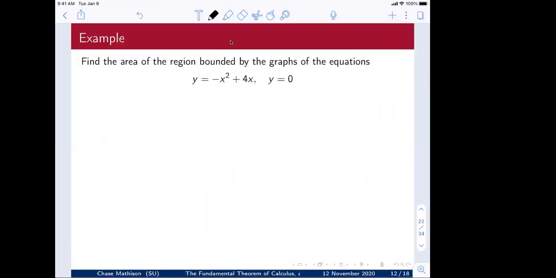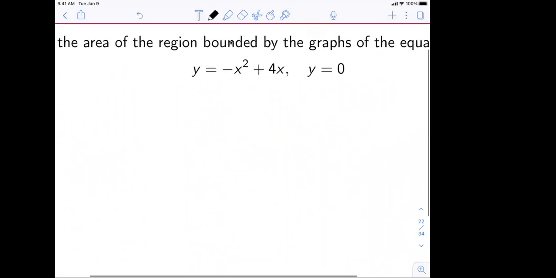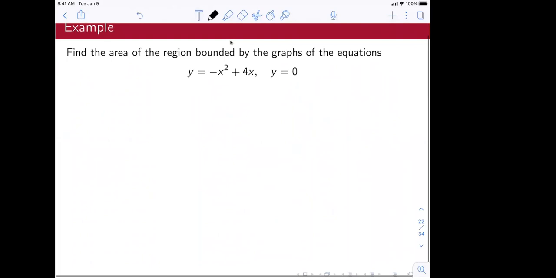All right, find the area of the region bounded by the graphs of the equations y equals negative x squared plus 4x and y equals 0. All right, this question almost exactly comes up on the homework, so be aware. So the area of the region bounded by the graphs of the equations y equals minus x squared plus 4x and y equals 0. What does that even mean?